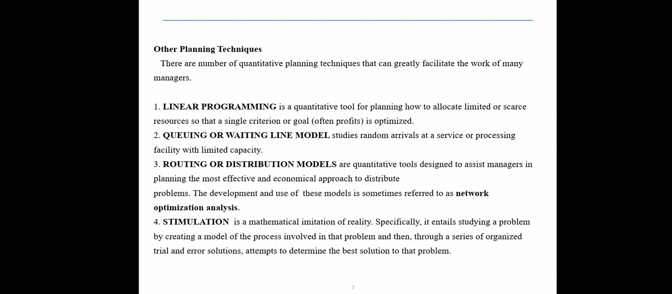Then we have simulation, which is a mathematical imitation of reality. Specifically, it entails studying a problem by creating a model of the process involved in that problem and then, through a series of organized trial and error solutions, attempting to determine the best solution to that problem.